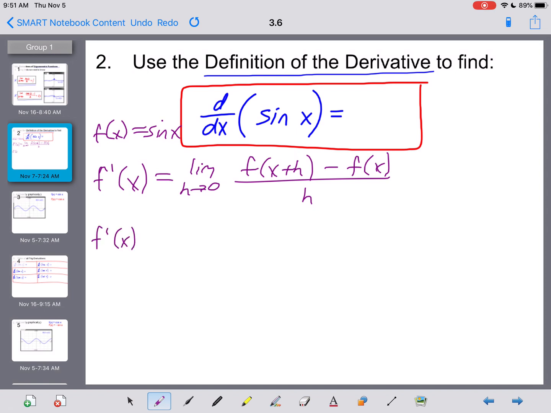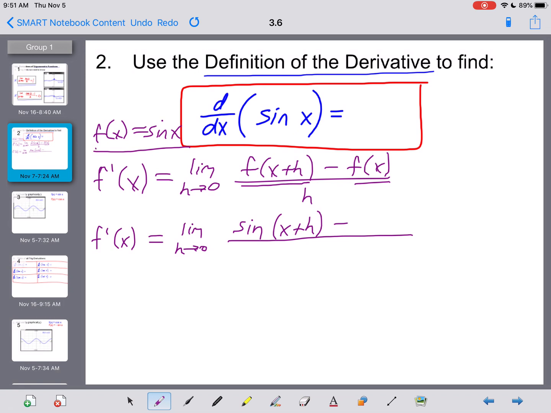So f prime of x, that's the derivative that we're looking for, is equal to, and here we go, the limit as h approaches 0 of, and now the first term in the numerator, f of x plus h. Well, we look at the original function right here. And everywhere that there was an x, we now replace the x with the binomial quantity x plus h. So this is going to become the sine of the binomial quantity x plus h. That was easy to write, guys. That's it for f of x plus h, and then minus f of x, which is just the original function here, which is the sine of x. And of course, we still have an h down there on the bottom.